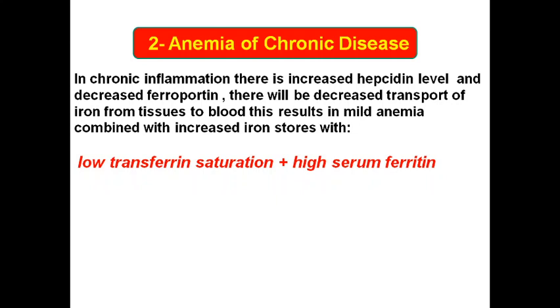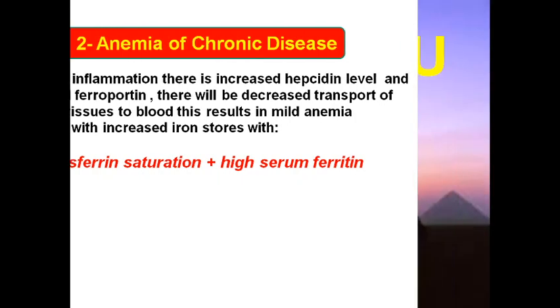Another type of anemia is the anemia of chronic disease. In such condition, hepcidin level is increased, and as a result, the ferroportin level is decreased. There will be decreased transport of iron from tissues to the blood, and that would result in mild anemia combined with increased iron stores. So there will be low transferrin saturation, but with high serum ferritin.